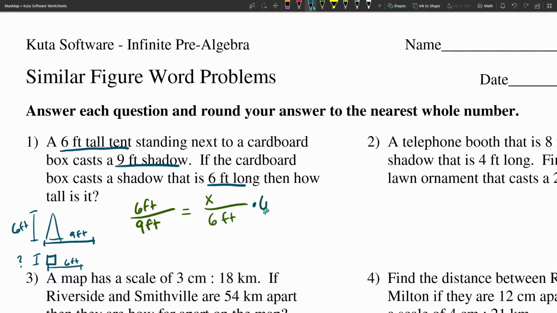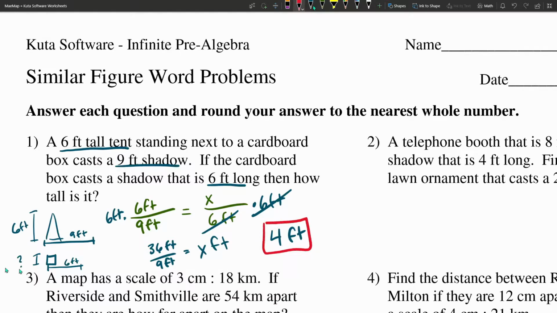So I'll multiply both sides by 6 feet to solve for our unknown height x. 6 feet and 6 feet will cancel out on my right-hand side, and 6 times 6 is 36 feet. So I'll have 36 feet over 9 feet is equal to x. And remember that label, we have it in feet. 36 divided by 9 is 4. So we know that 4 feet is our solution for how tall the cardboard box is. So this is 4 feet.